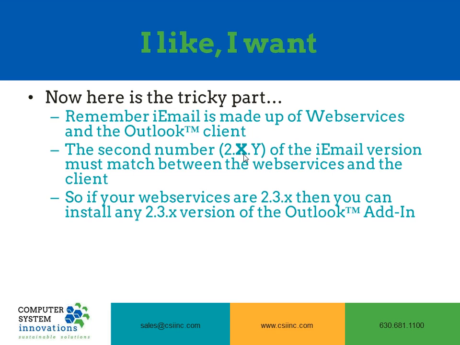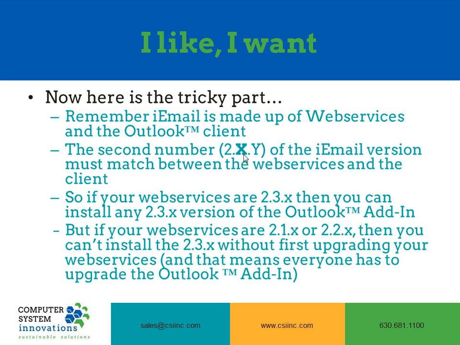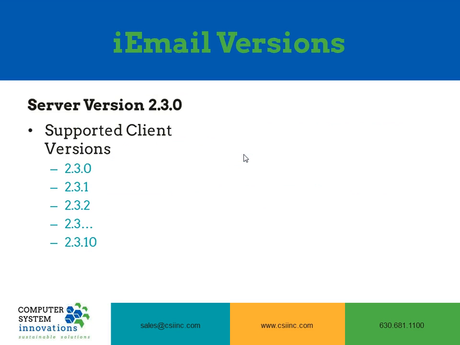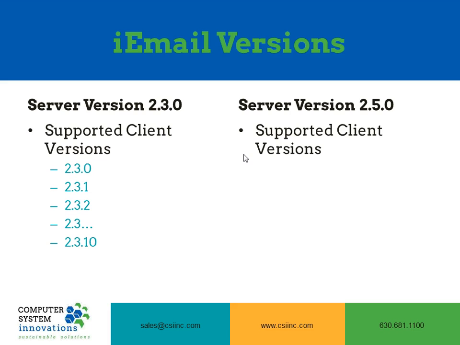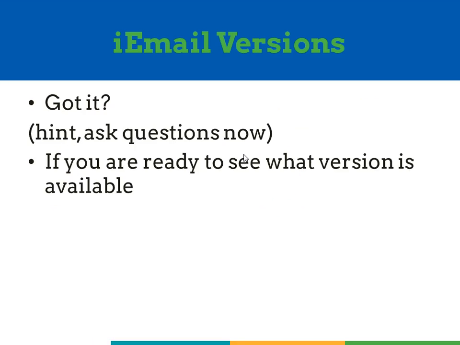Basically, the way this works is if your web services are at 2.3 point something, then you can install any 2.3 version of the Outlook add-in. But if you're sitting on web services 2.1 or 2.2 and you want something that's in iEmail version 2.3.4, you can't have it unless you upgrade your web services. So if you're on 2.3, those are your supported client versions, and once you get to 2.5, those are your supported client versions. So it's a little tricky, but we wanted to kind of cover that.